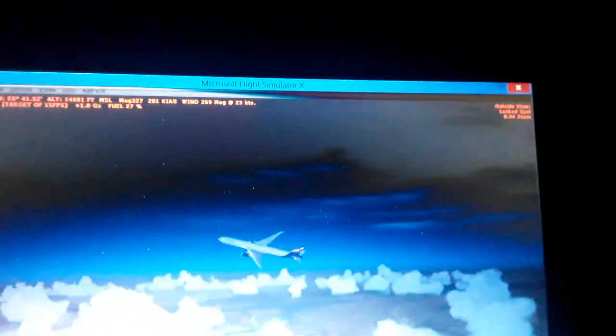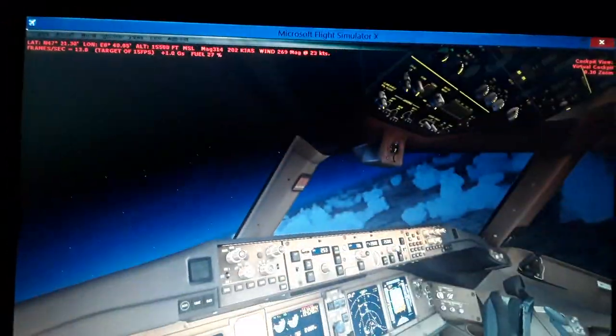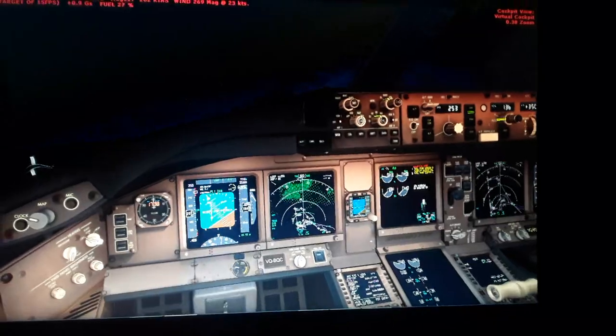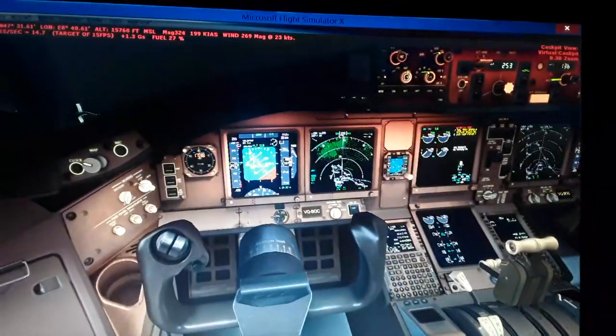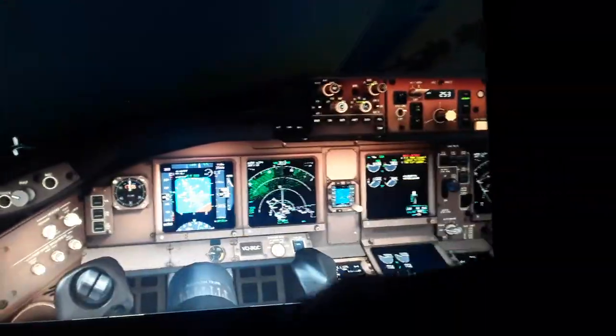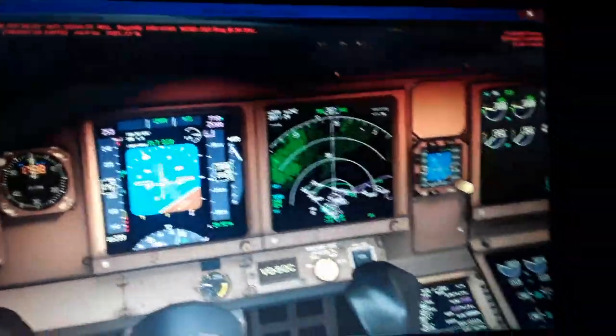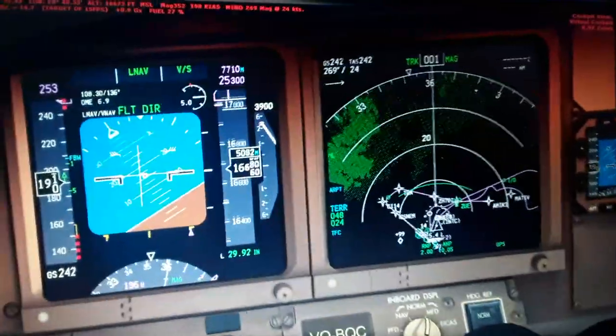So this is the beautiful jet, the Boeing 777, as it cruises and actually starts making another turn now. So we have 13 more minutes. 16,000 feet.